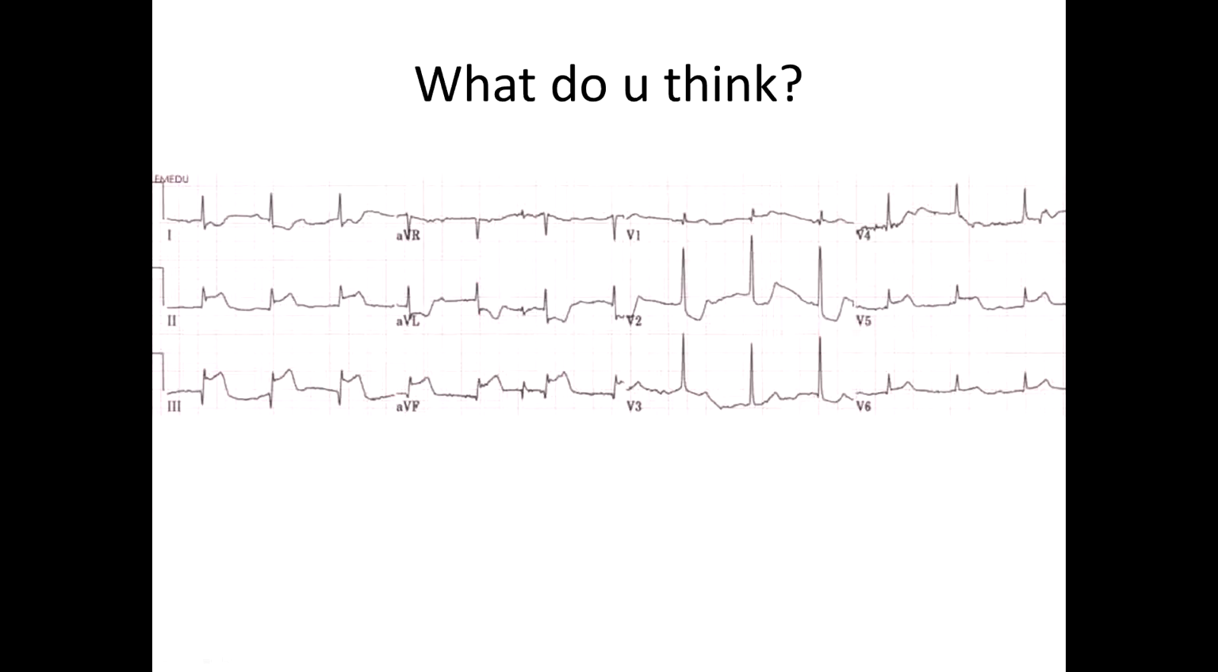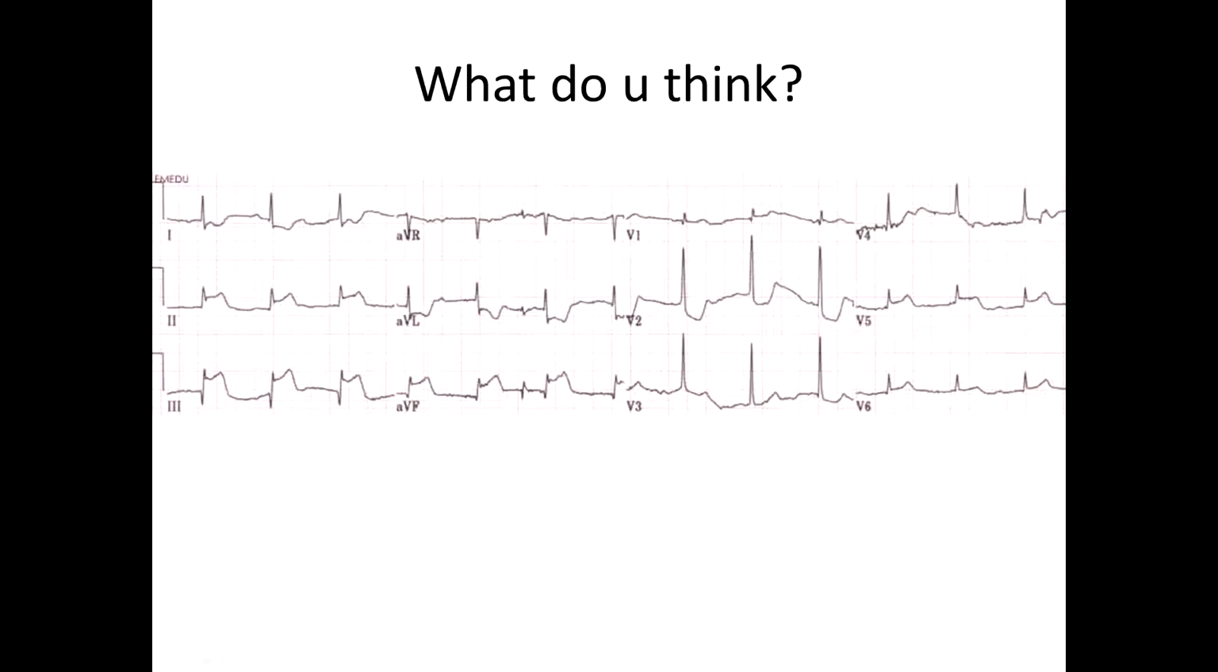Go back to my inferior wall, ST segment elevation. Ooh, lead 2. Look at this Q wave. You guys see this, lead 3. Look at the Q wave. So we've got a Q wave, and we also have ST segment elevation. AVF, ST segment elevation. So we've definitely got an injury pattern occurring in the inferior wall.